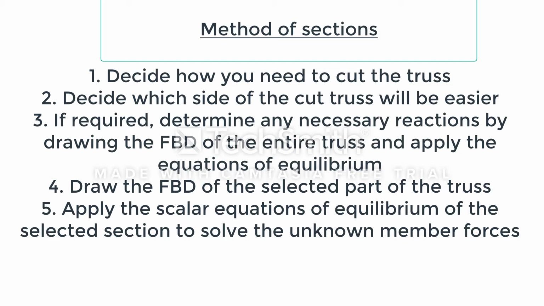And then once we know our reactions, we should go to step 4, which is draw the free body diagram of the selected part of the truss, and then apply the scalar equations of equilibrium to the selected cut section of the truss, which are sum of x, sum of y, and sum of moment around any point to solve for the unknown member forces. So these are the steps of method of sections. Let's apply them now to this problem.